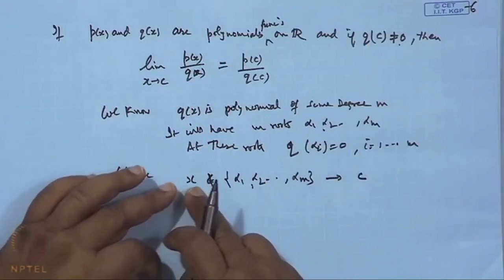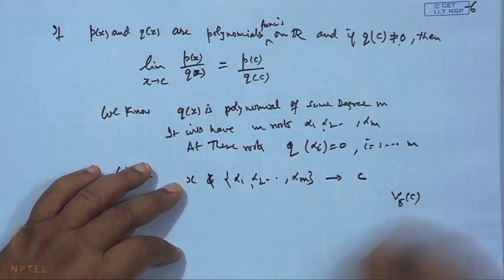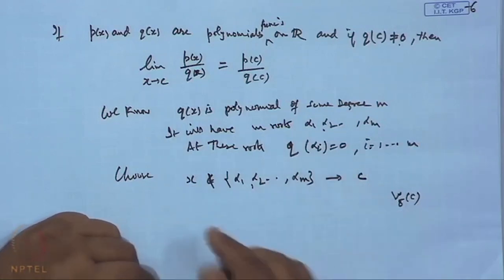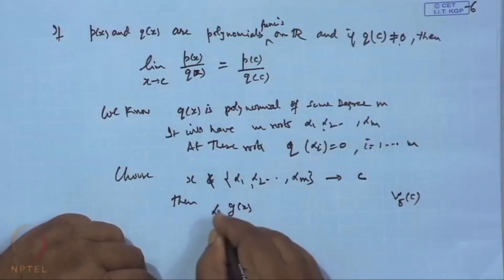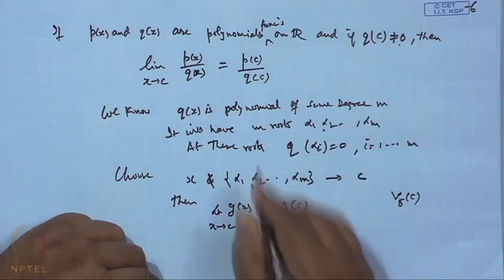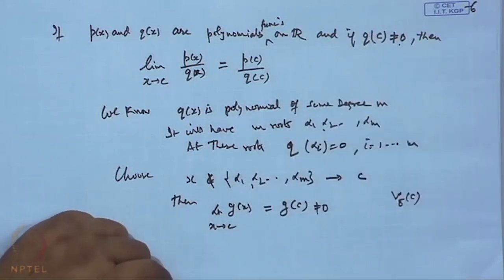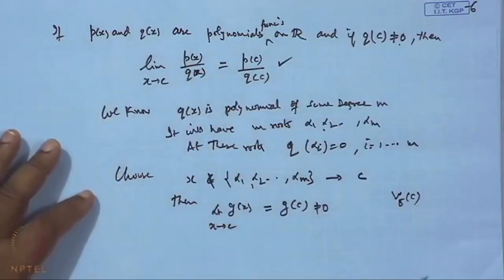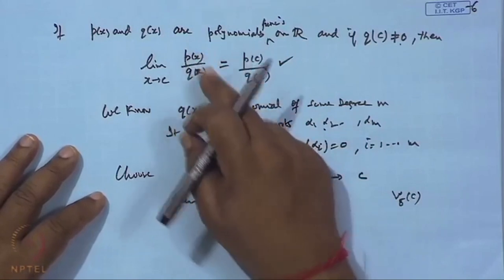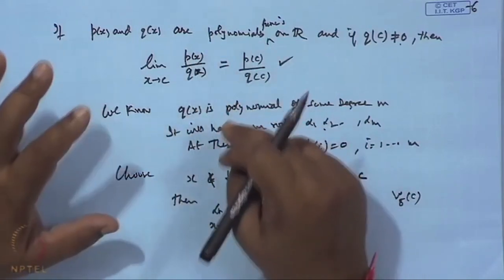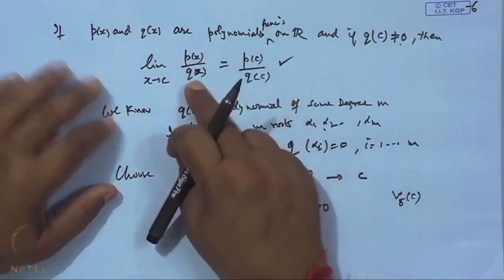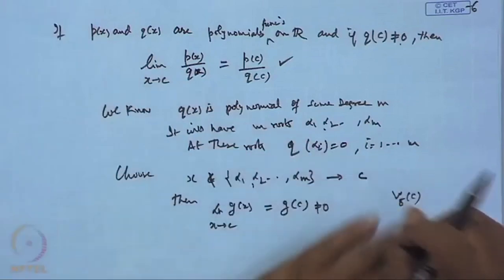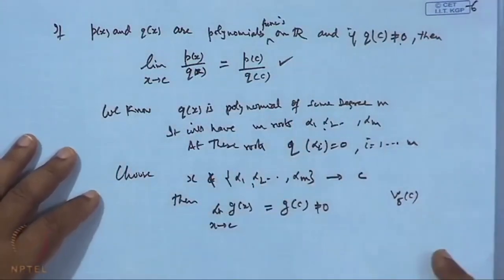So, obviously, if I choose all the points in the delta neighborhood of c which does not involve these points, then the limiting value of Q(x) when x tends to c must be Q(c), and Q(c) is already given to be non-zero. Once it is non-zero, then you can apply this result and get this. Okay? So, you have to be very careful: when you find the limit of this P(x) over Q(x), the point should not be where Q has its roots. All the roots of Q(x) must be outside that neighborhood, then only you can get the limit of this. Okay? So, that is the one thing which we have.